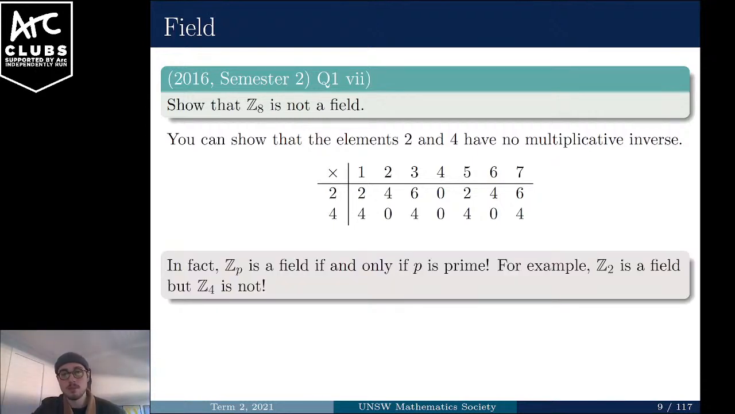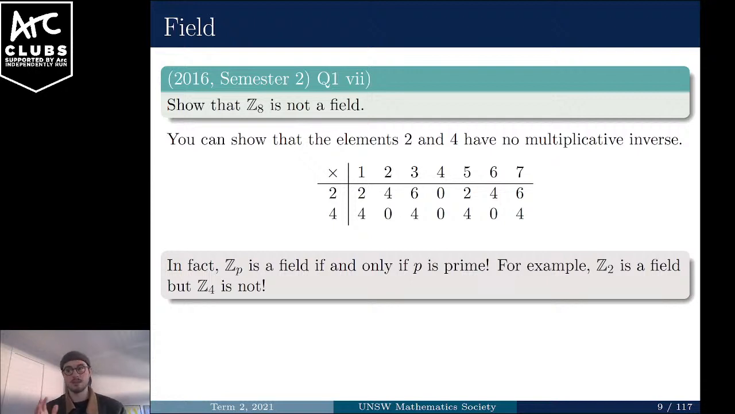A little note here. In fact, Zp is a field if and only if p is prime. For example, Z2 is a field, but Z4 is not. Now this goes exactly with this idea that I was just saying. So if we have Zp, we're talking about a prime, well, therefore all the numbers in that set, all the numbers less than p, are relatively prime to p, because that's kind of the definition of a prime.